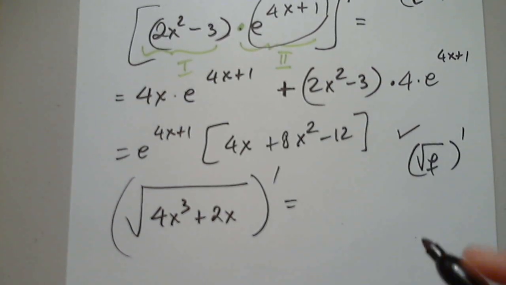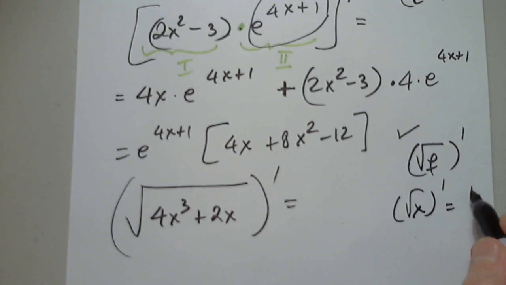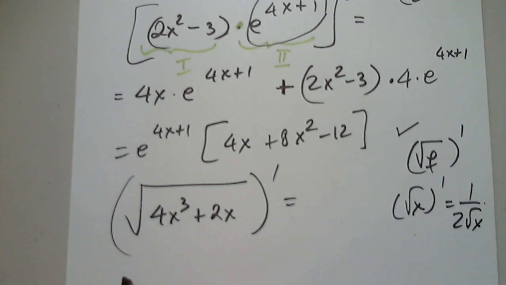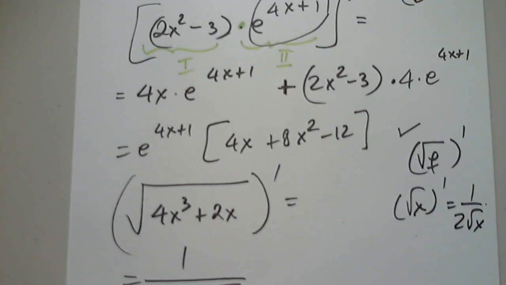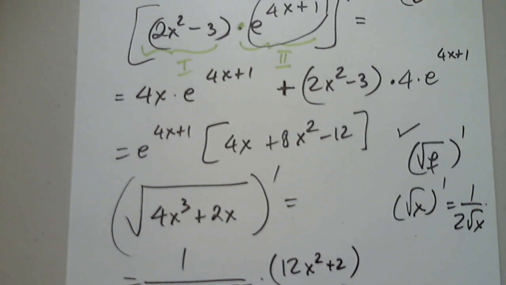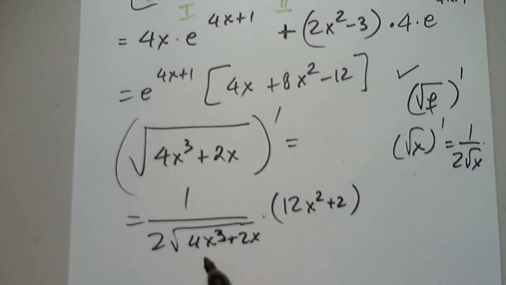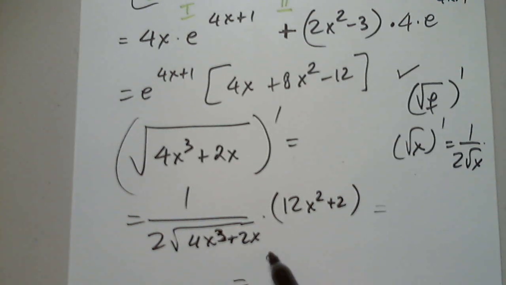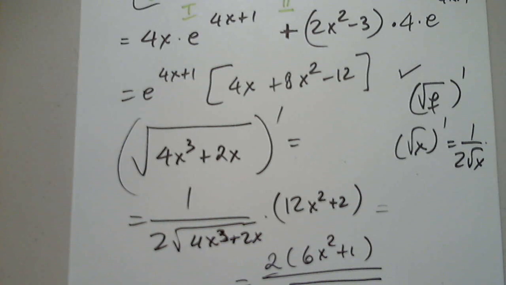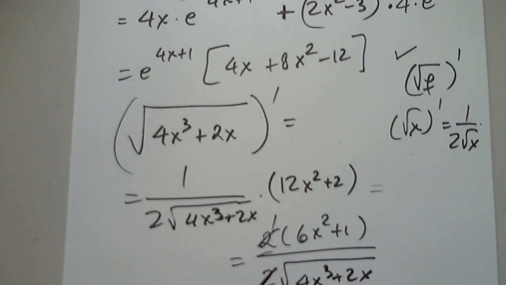So the formula is like for the square root of x, 1 over 2 the square root of x. But this one, because it's a function, we also have to multiply by f prime. So this is 1 over 2 the square root of 4x cubed plus 2x times the inner function prime, which is 12x squared plus 2. You can factor out the 2 and simplify if you'd like. 6x squared plus 1 over 2 the square root of 4x cubed plus 2x. So that's it.